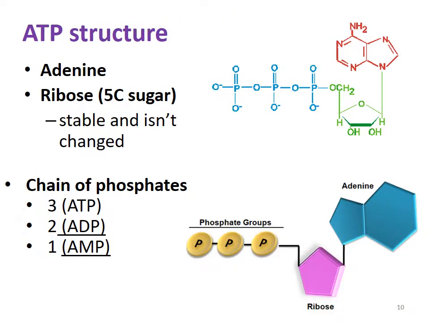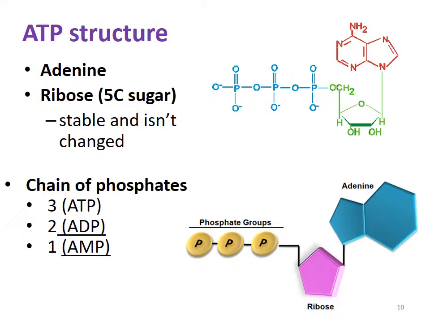So that brings us to the structure of ATP. ATP has an adenine molecule, and then it has ribose, which is a 5-carbon sugar. And the adenine and the ribose part doesn't really get changed in the ATP cycle. And then ATP has a chain of 3 phosphates, or phosphate groups, attached to that ribose sugar.